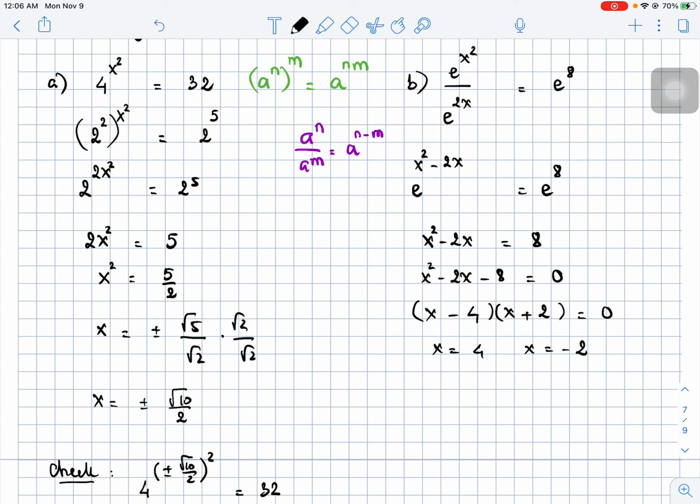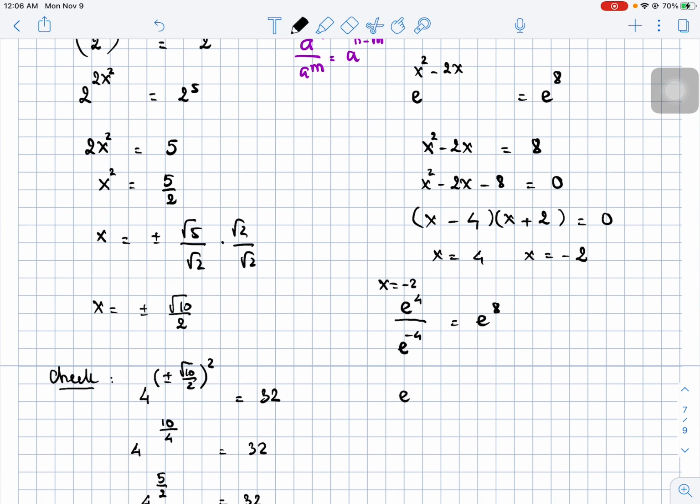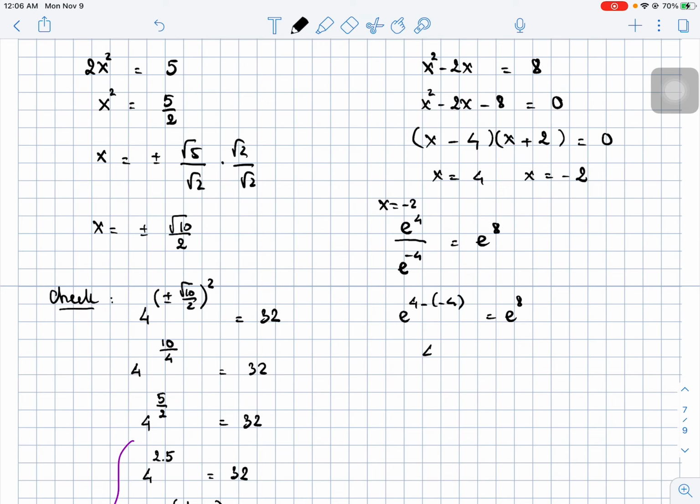We will check the answer for both of them. I will check x equals negative 2. Then e to the negative 2 squared, which is 4, divided by e to the 2 times negative 2, which is negative 4, and e to the 8. We subtract, so 4 minus negative 4 is equal to e to the 8, and both sides are the same because 4 minus negative 4 is 8. So x equals negative 2 works.